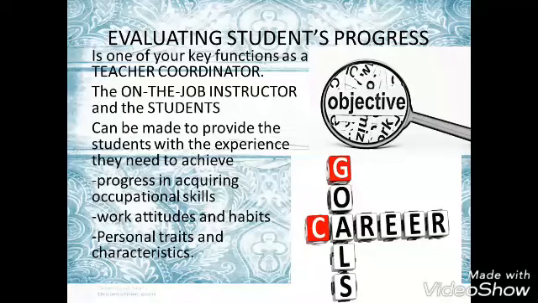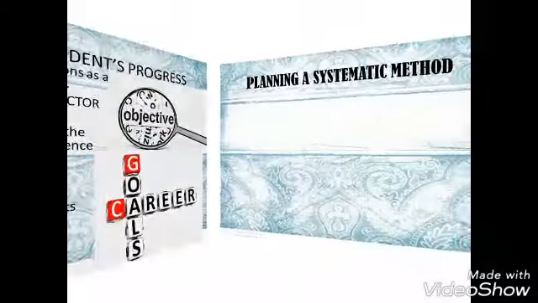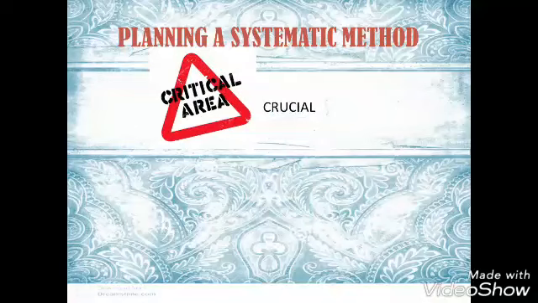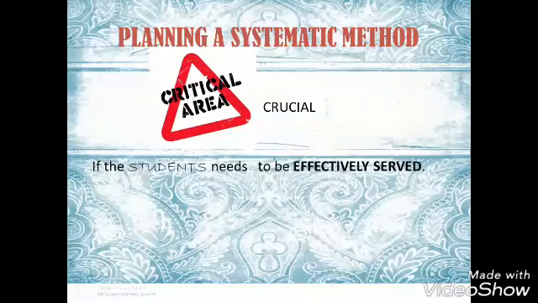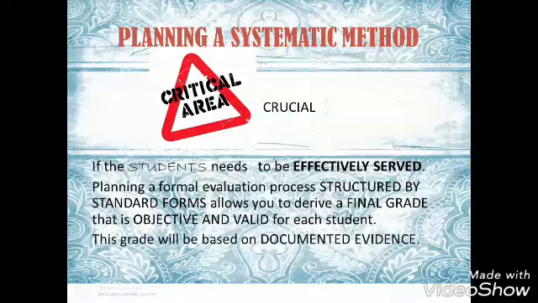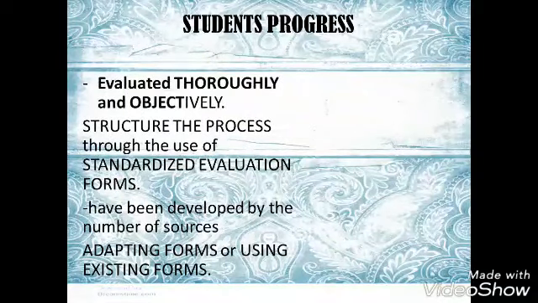Planning a systematic method for the evaluation of these three critical areas is crucial if the student's needs are to be effectively served. In addition, planning a formal evaluation process structured by standard forms allows you to derive a final grade that is objective and valid for each student. This grade will be based on documented evidence. In order to ensure that student progress is evaluated as thoroughly and objectively as possible, you will need to structure the process through the use of standardized evaluation forms.